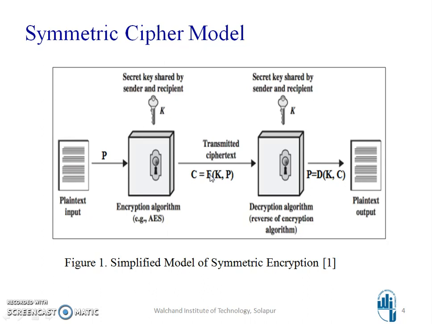Ciphertext is the scrambled message produced as output. It depends on the plaintext and the secret key. For a given message, 2 different keys will produce 2 different ciphertexts. Decryption algorithm is essentially the encryption algorithm run in reverse. It takes the ciphertext and the secret key and produces the original plaintext. Sender and receiver must have obtained copies of the secret key in a secure fashion and must keep the key secure. If someone else can discover the key and knows the algorithm, the communication using this key is readable.